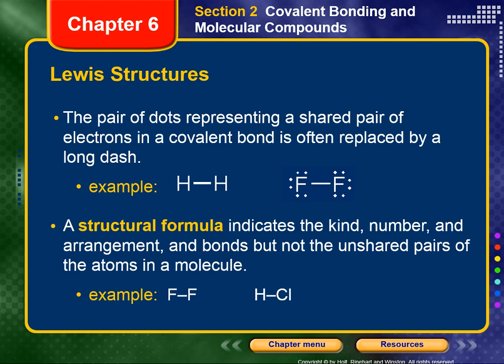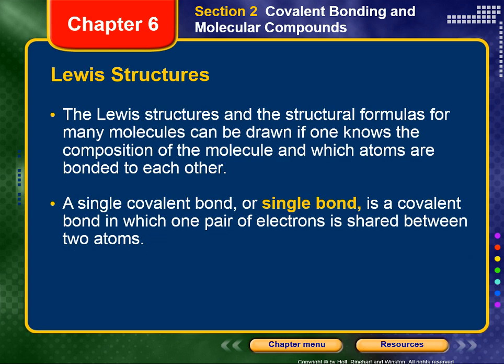It is common to write Lewis structures that show only the electrons that are shared, using dashes to represent the bonds. A structural formula indicates the kind, number, arrangement, and bonds, but not the unshared pairs of the atoms in the molecule. For example, on the screen now are the structural formulas for F2 and HCl. The Lewis structures, and therefore the structural formulas, for many molecules can be drawn if one knows the composition of the molecule and which atoms are bonded to each other.